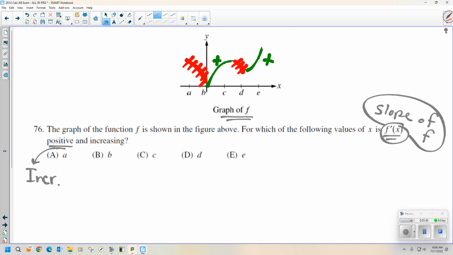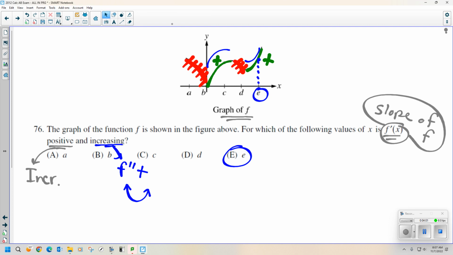And when is the slope of f, the first derivative of f, increasing? That means the slope is actually increasing. That means the second derivative is positive. That means it's concave up. This is a sad face. This is a happy face. So it looks like point E is the only point where that happens.